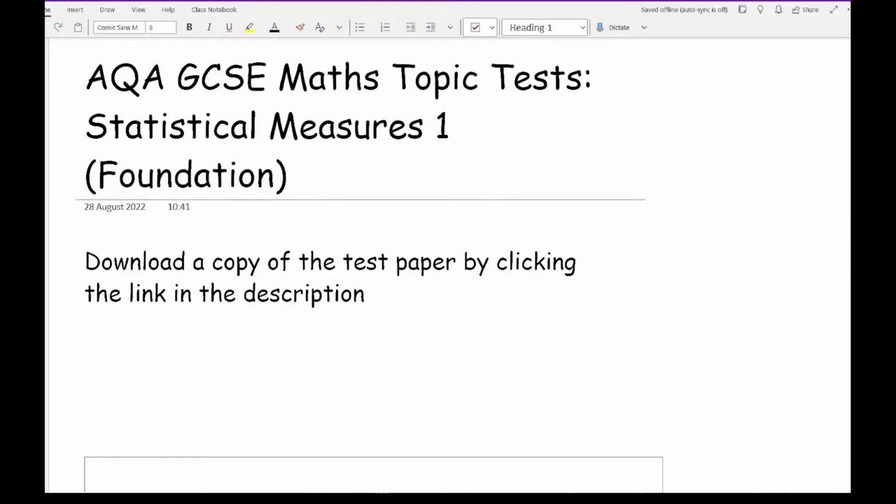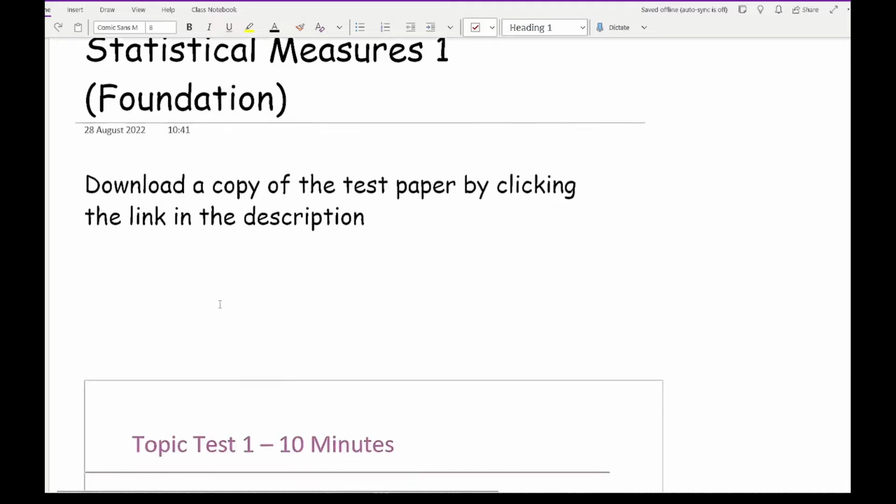Now it's worth mentioning that statistics can appear and probably will appear in some shape or form on both the calculator and the non-calculator paper. It's not a particular question that would appear on one or the other. It all depends on the numbers being used, so you'll tend to find that the numbers on a non-calculator question will be relatively easy, whereas on a calculator they probably include decimals and be a little bit more complex. So let's get started on this test.